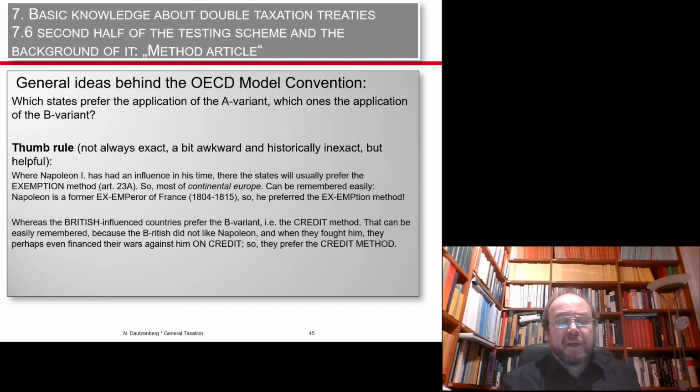method in the treaties. Whereas the British begin with a B. So the British influenced countries are the B group, which prefer the credit method. That's clear. They were against Napoleon, so they didn't follow his approaches. And, well, you can even say, how did they finance that? Probably they financed the wars against Napoleon on credit, and so they like the credit method. By the way, historically, I believe that's not true, but it might help you memorize this stuff.